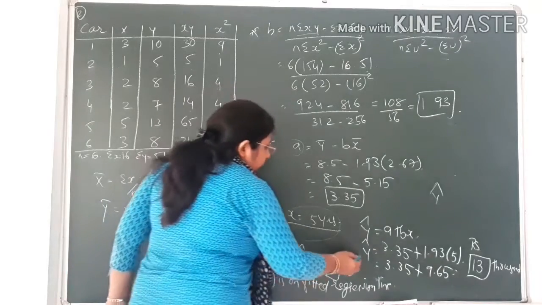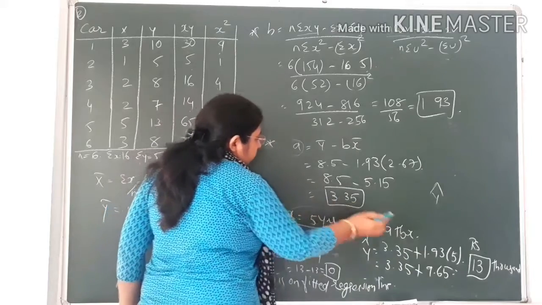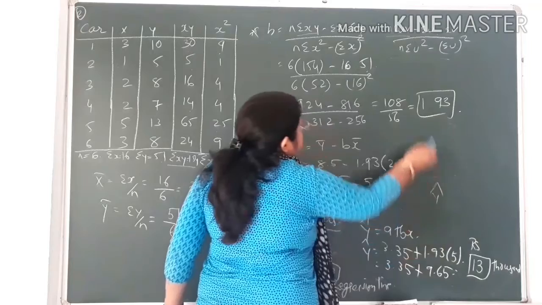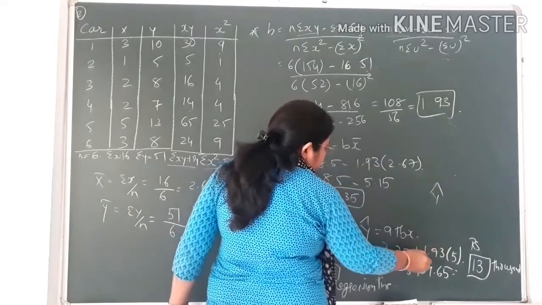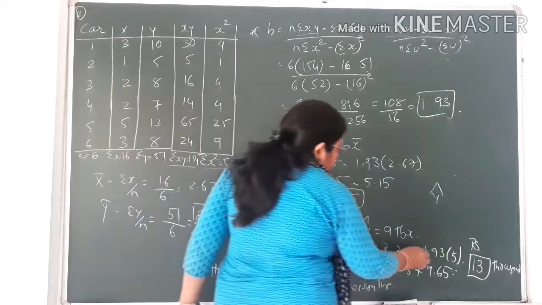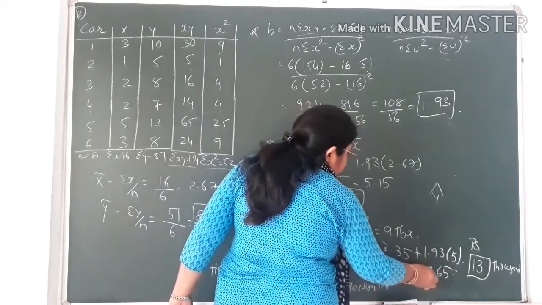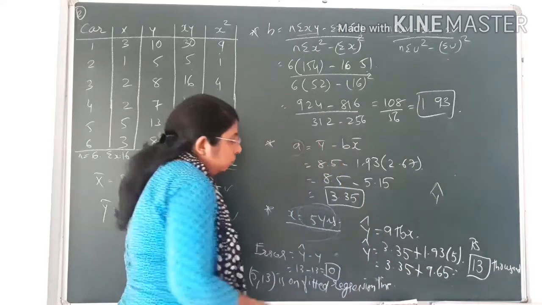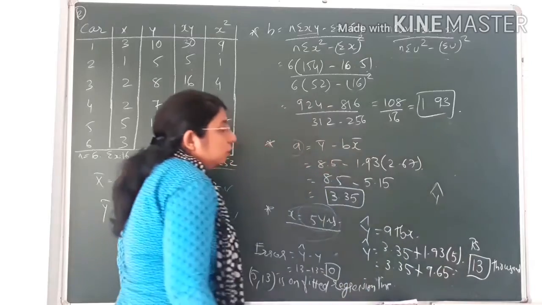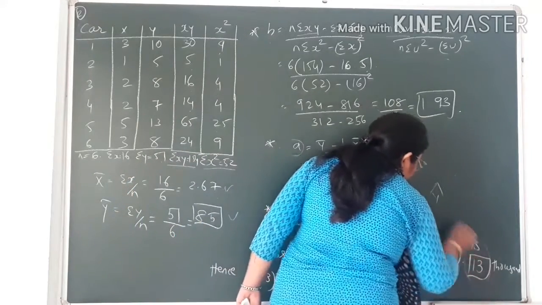Now y cap is equal to a. What value of a did we get? That is 3.35. So here you will put 3.35 plus the b value that we already found out, that is 1.93, and the x value we have to take as 5 years. So 1.93 into 5 would come to 9.65. So now 3.35 plus 9.65, it would come to 13,000 rupees. That is the estimated value of y.